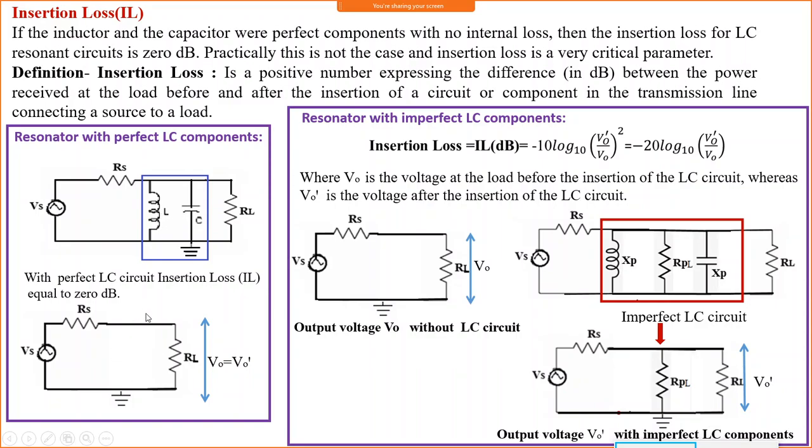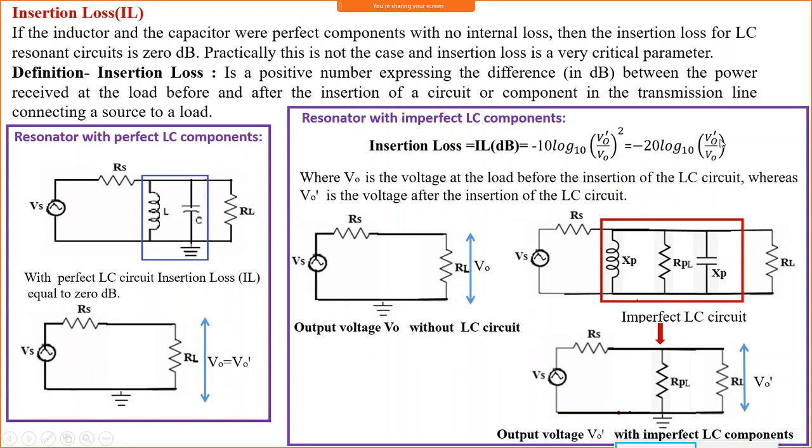So again the circuit will be like this only, RS and RL. There is no power dissipation in this L and C. That's why again we will be getting the same equivalent circuit. So V naught dash we will be getting the same value. V naught is equal to V naught dash, that is, perfect components are there. If perfect components are there, V naught is equal to V naught dash.